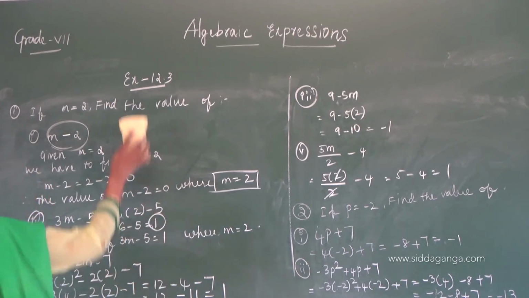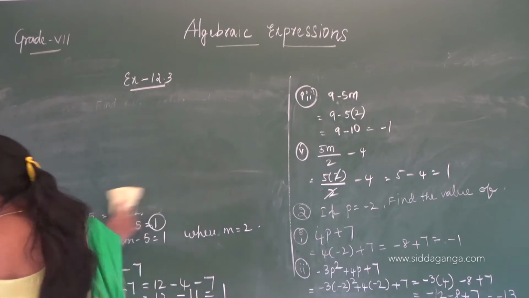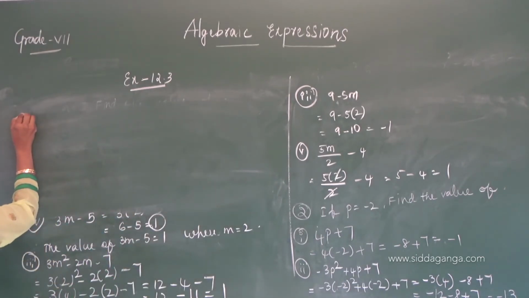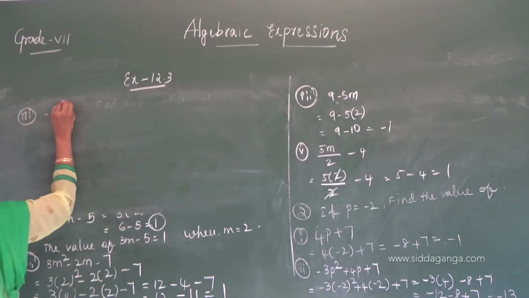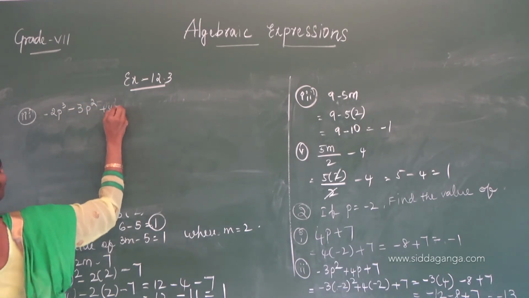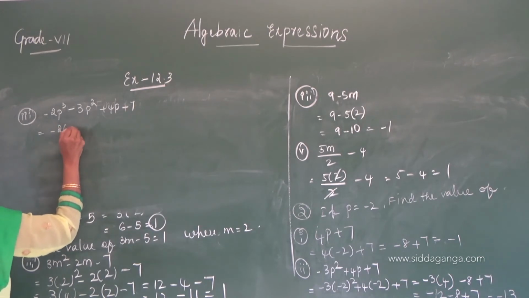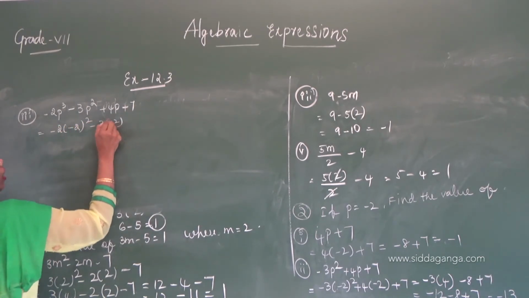And then the third question: minus 2p cube minus 3p square plus 4p plus 7. You just have to substitute minus 2 in the place of p. Then you will get the answer.